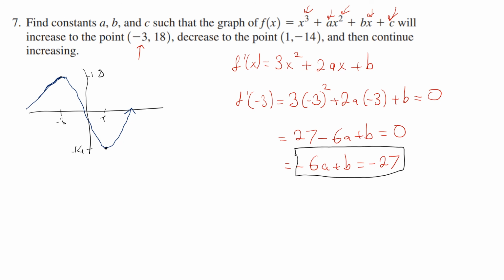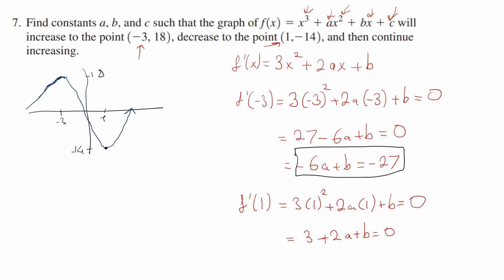Now I'm going to do the same thing to the other point, to my minimum. So I'll just plug 1 into the derivative and set it equal to 0. As a result, I get 3 plus 2a plus b, and I'm just going to send that 3 to the other side to get 2a plus b equal to -3, and that's my other equation.